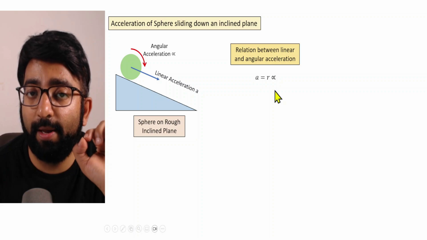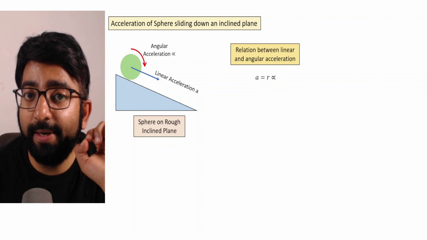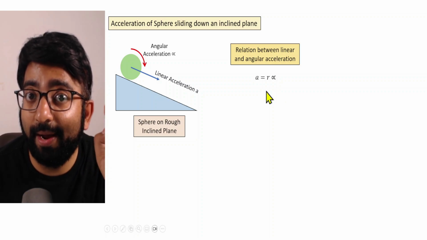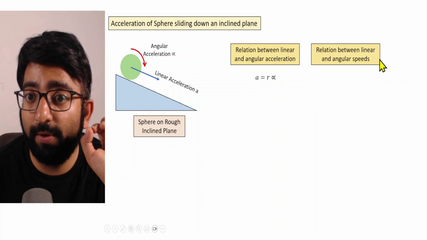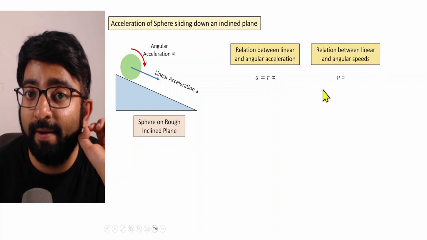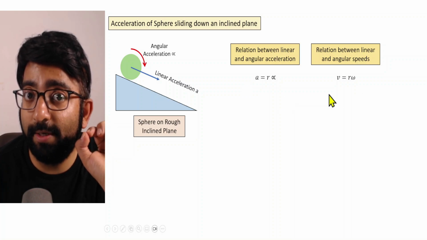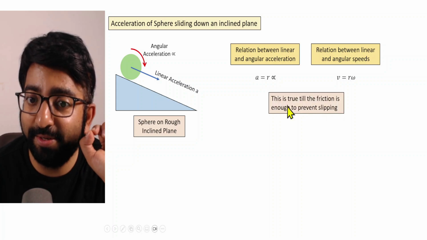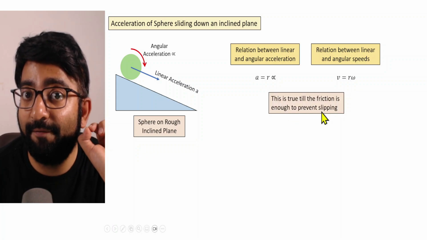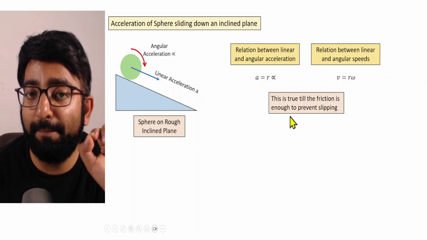a = r alpha. And a similar relation exists for linear and angular velocity. So the relation between linear and angular speeds is v = r omega. But please bear in mind, both of these equations are only valid under a certain condition. And that condition is this is true till the friction is enough to prevent slipping.